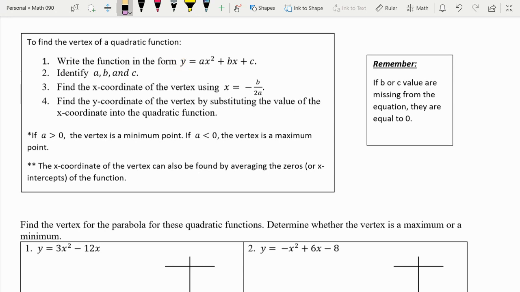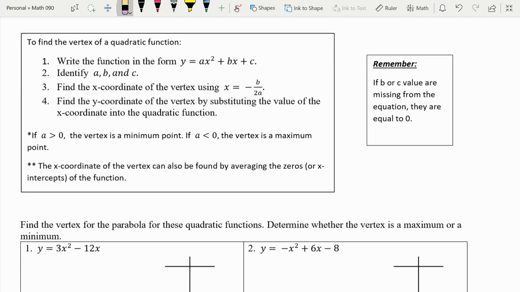And then they want you to identify A, B, and C. A is always the number in front of x squared. B is always the number in front of x. And then C is always the number that's by itself. It's always going to be like that.